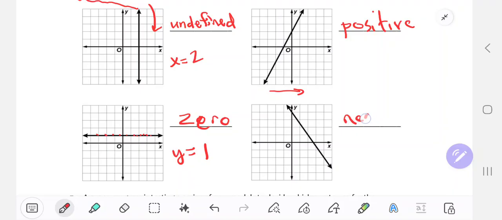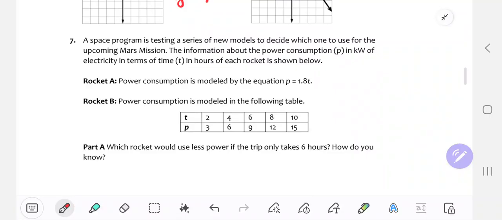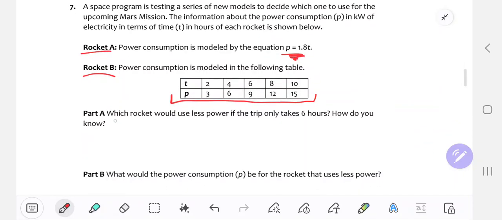And then this one, of course, is negative. Y is decreasing as x increases. All right, moving along. This one got us a little confused, but we're comparing rocket A and rocket B, their power consumption. This gives us the relationship in the form of an equation, and then we have the table here. Part A says which will use less power for a trip that takes 6 hours.